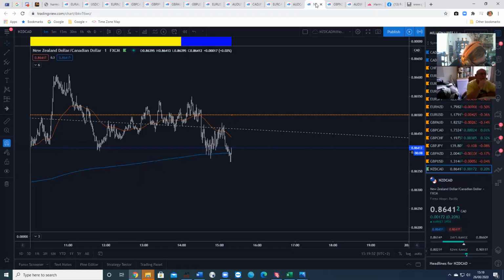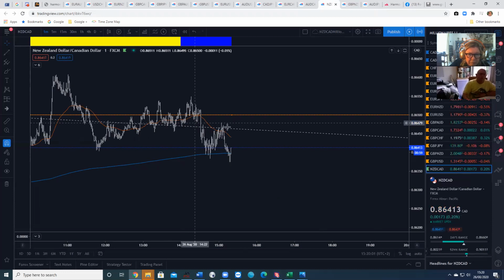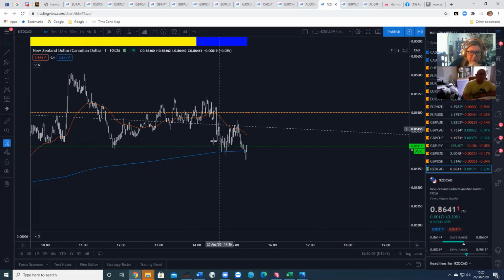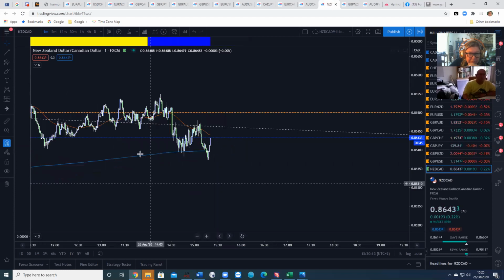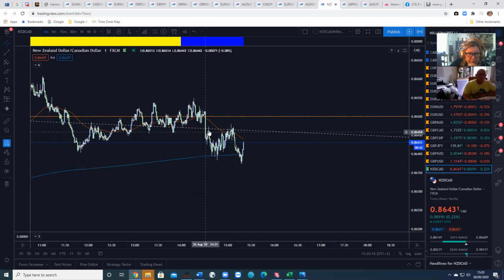NZD CAD, Canadian dollar. We've missed the move because of the pitchfork below quarter theory. We've missed the move for this session. It's now broken the 15 minute, coming back up to test the 62. So break and retest, and then another break and a retest, and I presume, yes, that's on the hour. So the entry was here.